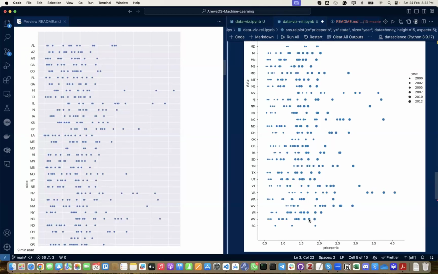Maybe in 2022 it was $3, but in 2021 it was $2.50. So here you will be seeing some sort of pattern. In Nevada here, the price is about $1.5, but then it decreases and then it increases, if we look at this, to about $2 in the same year. But in other years, in 2000, it was costing a lot less.